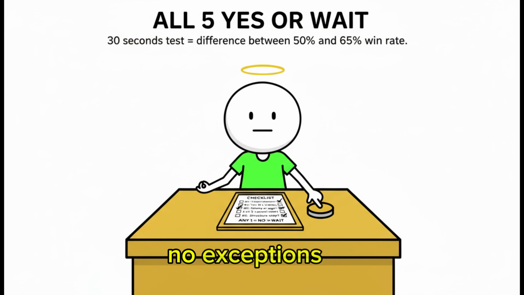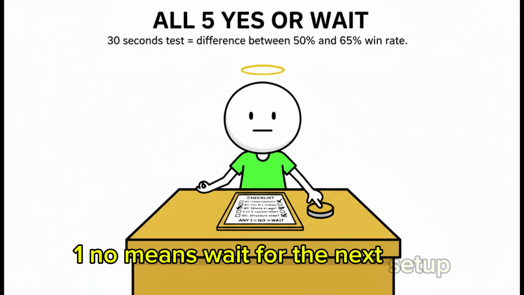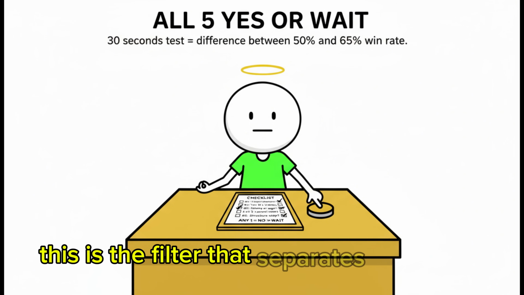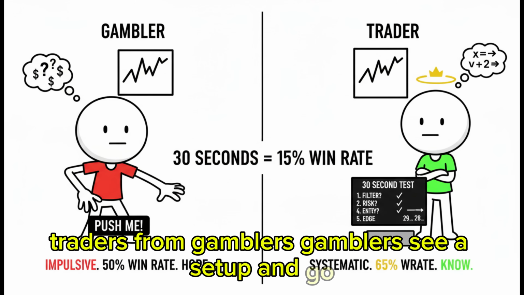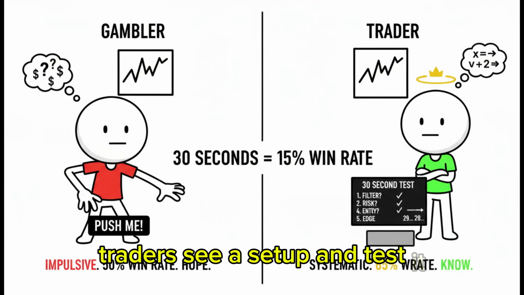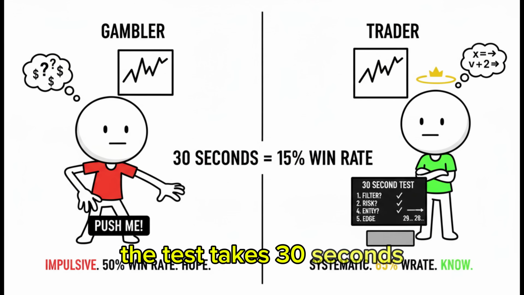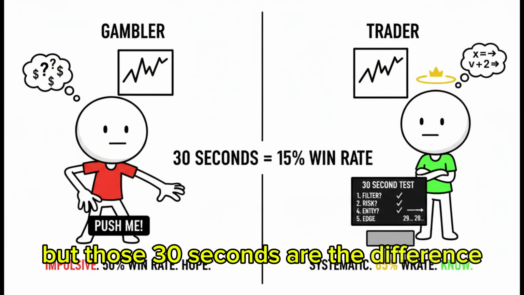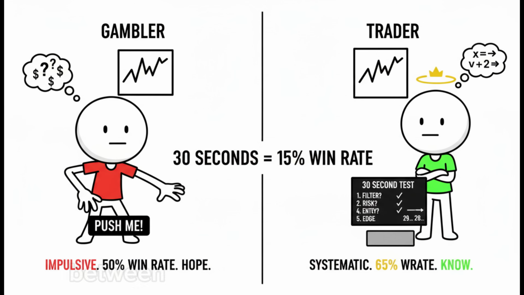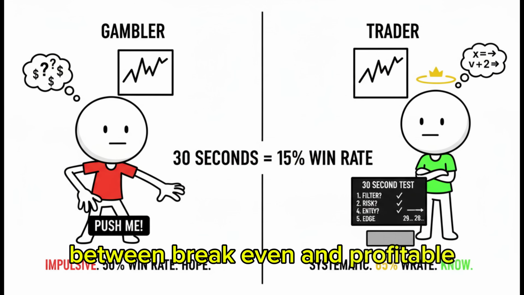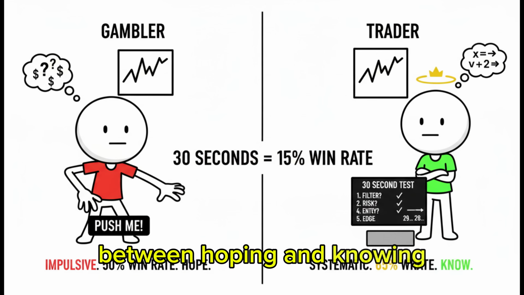No exceptions. No, this time is different. No, but this looks really good. One no means wait for the next setup. This is the filter that separates consistent traders from gamblers. Gamblers see a setup and go. Traders see a setup and test it. The test takes 30 seconds, but those 30 seconds are the difference between 50% win rate and 65% win rate, between break-even and profitable, between hoping and knowing.